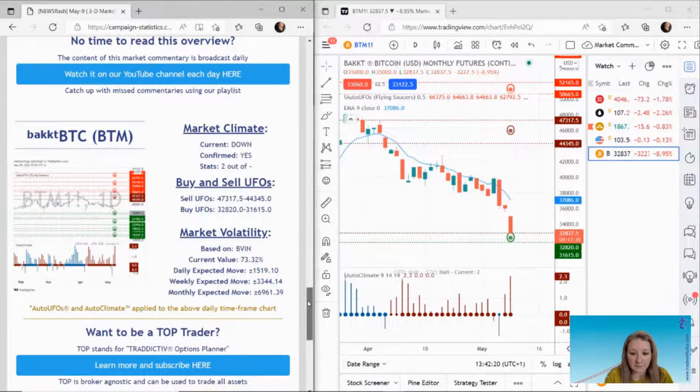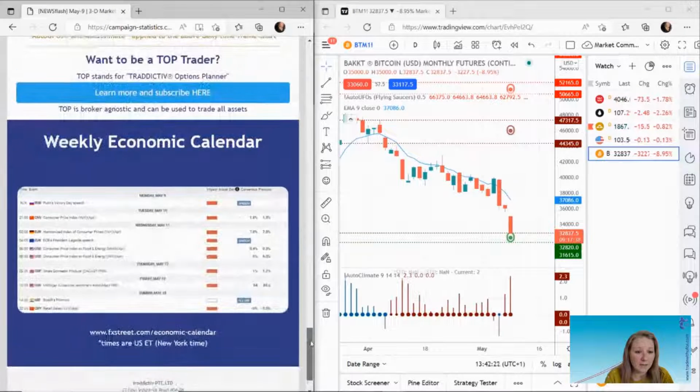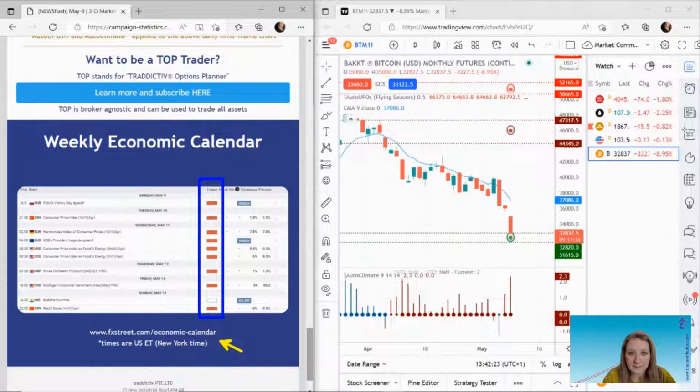Now, the last thing to look at is our weekly economic calendar, which we get from fxstreet.com, and we filter by high impact news. We want to know which scheduled news reports are likely to affect the markets that we trade in terms of volatility, make them move more. Now, today looks like it's all day. Of course, it's Putin's Victory Day speech, which could affect quite a few different markets. So be aware of that.